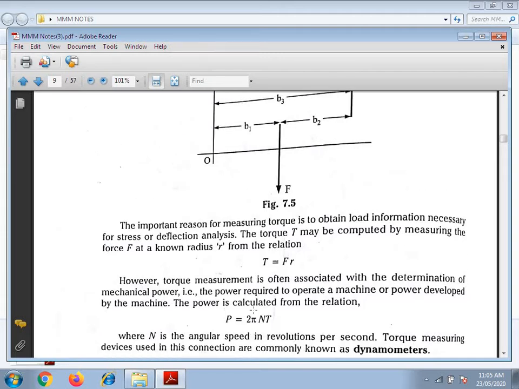It may be absorption dynamometers, driving dynamometers, transmission dynamometers.